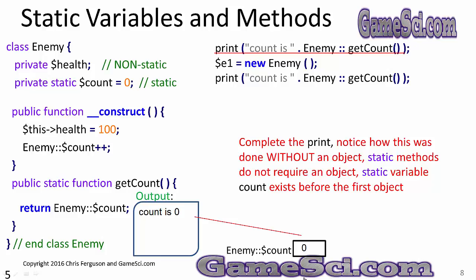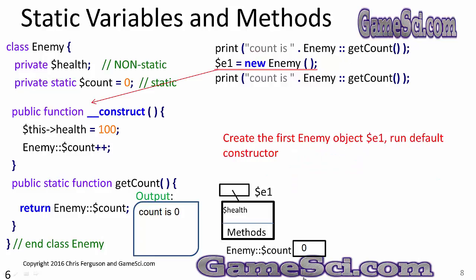Notice how this is done without an object. Static methods do not require an object. Static variable count exists before the first object. getCount is going to find that 0 that was initially set in there and output a 0. Do you see where this 0 is coming from? It's coming from this call to getCount.